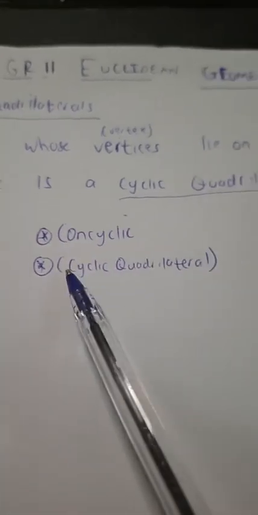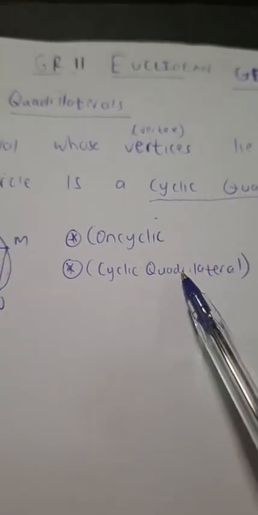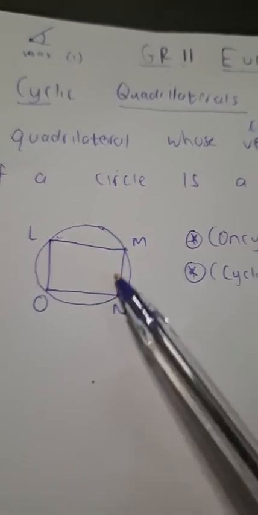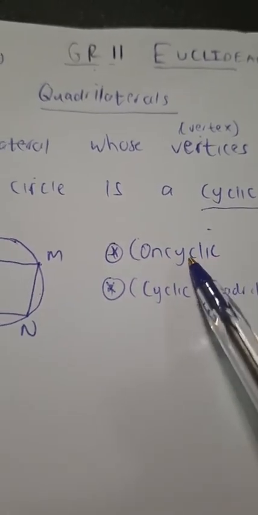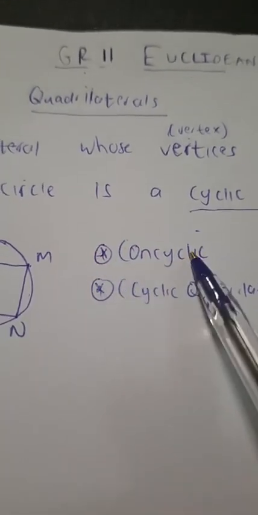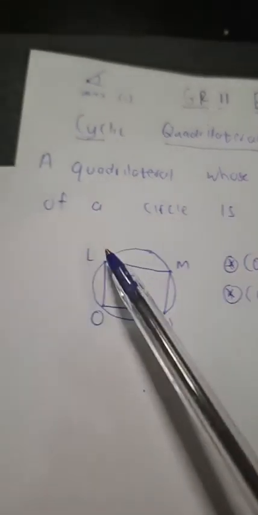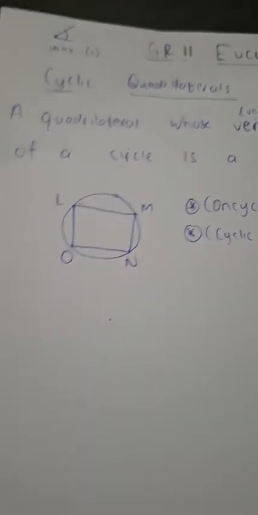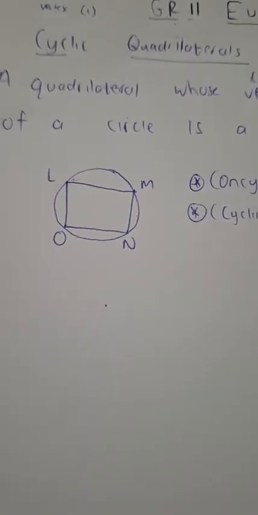In as much as we can say this is a cyclic quadrilateral, and our understanding is that all 4 of our vertices lie on the circumference of the circle, there's another word that is used in mathematics that says concyclic, and concyclic is simply basically meaning cyclic quadrilateral. All right, so I hope you guys are good with that.